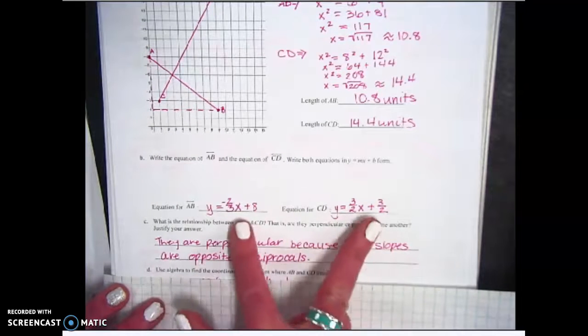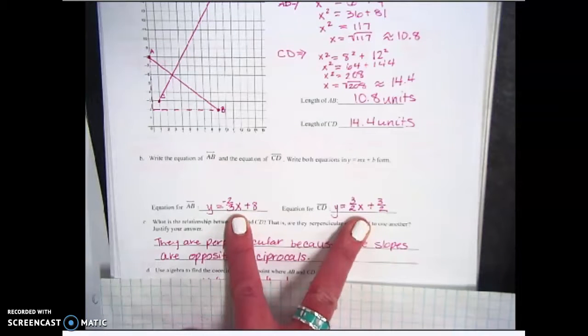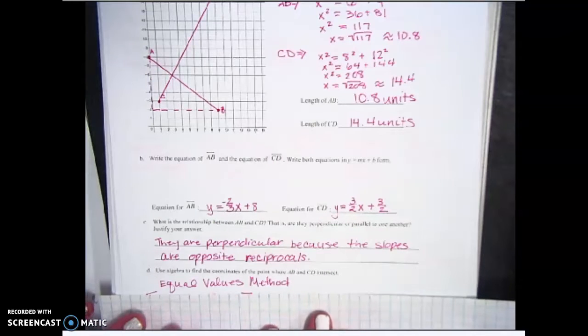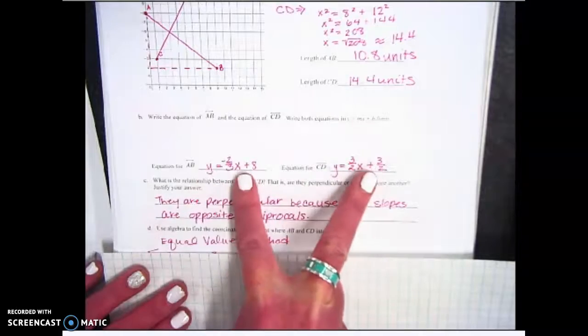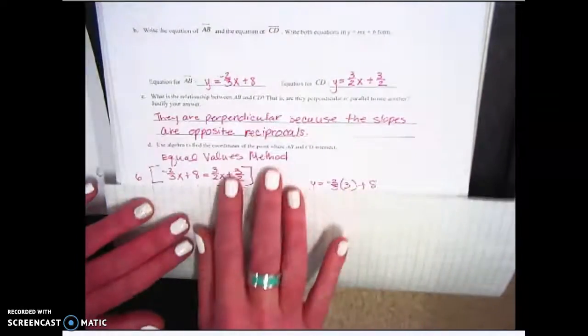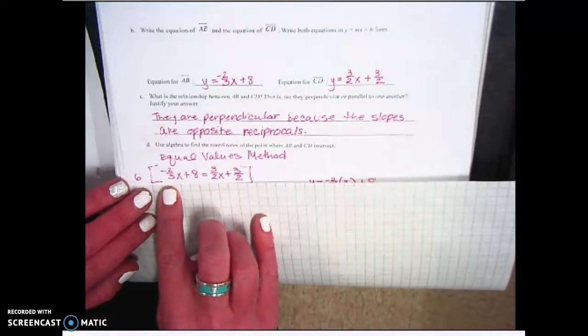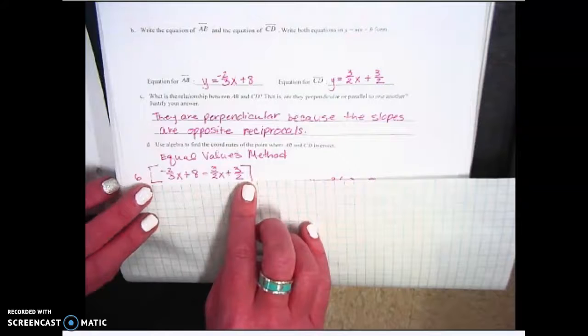All right, so they want us to take these two equations and either use elimination, substitution, well, clearly we've already used graphing, or equal values method to solve, okay? In this case, they're both already equal to y, so I'm going to use the equal values method, okay? So they're both equal to y. That means I can take those two expressions and set them equal to each other. So that's what I did right here. I said that negative 2/3 x plus 8 equals 3/2 x plus 3/2.